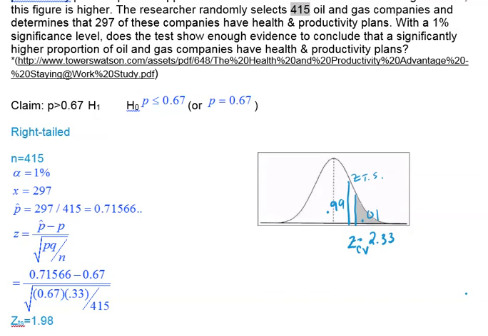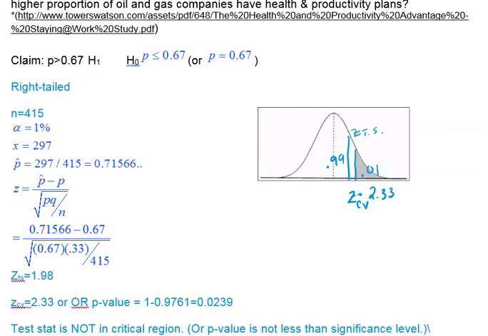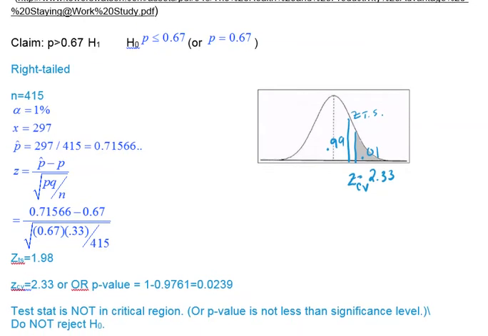Likewise, we could calculate our p-value. So if we look up 1.98, the p-value is actually the same as last time around because our test statistic happens to be the same. So 1 minus 0.9761, because that's the value we get out of our table. We get 0.0239. P-value is not less than the significance level. So both of those things are nots. It tells us we do not reject the null hypothesis. So we're not rejecting this, means we're not supporting the claim.